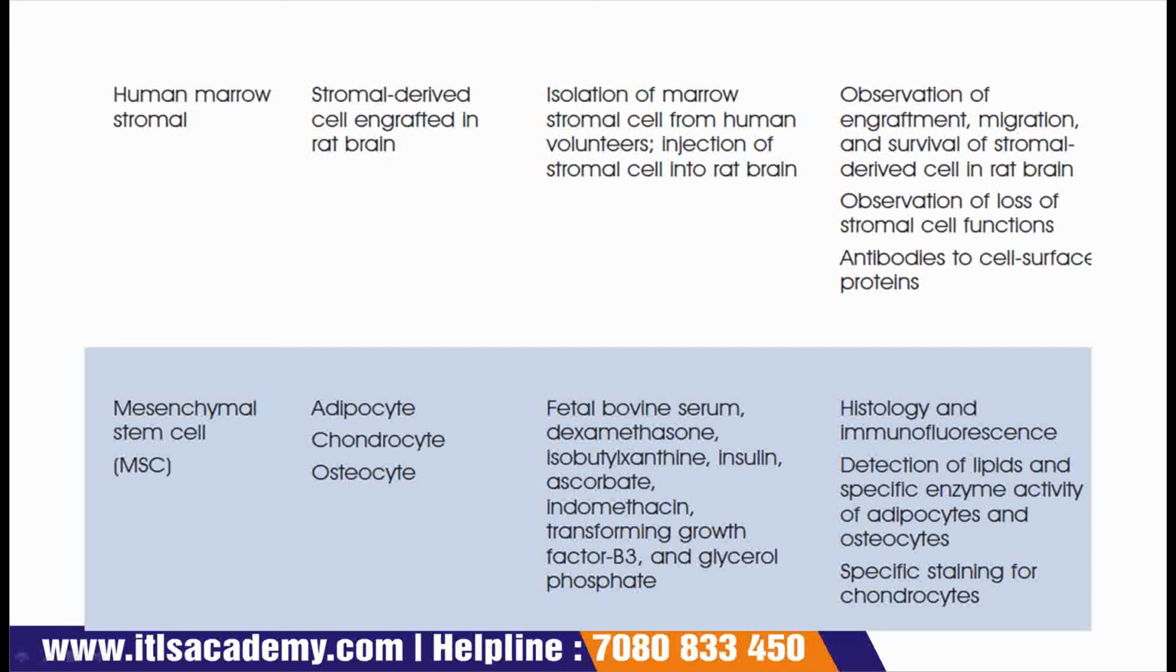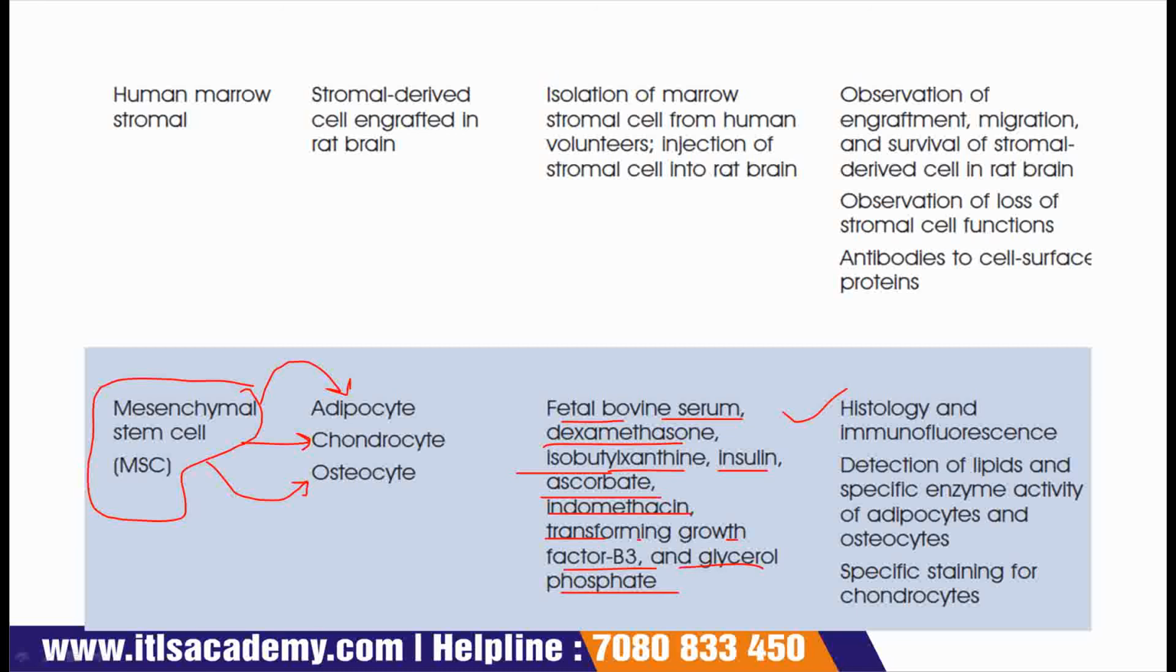Next, origin cell is a mesenchymal stem cell or MSC. This will develop into adipocyte, chondrocyte and osteocyte. The conditions for differentiation are fetal bovine serum, dexamethasone, isobutylxanthine, insulin, ascorbate, indomethacin, transforming growth factor B3 and glycerol phosphate.